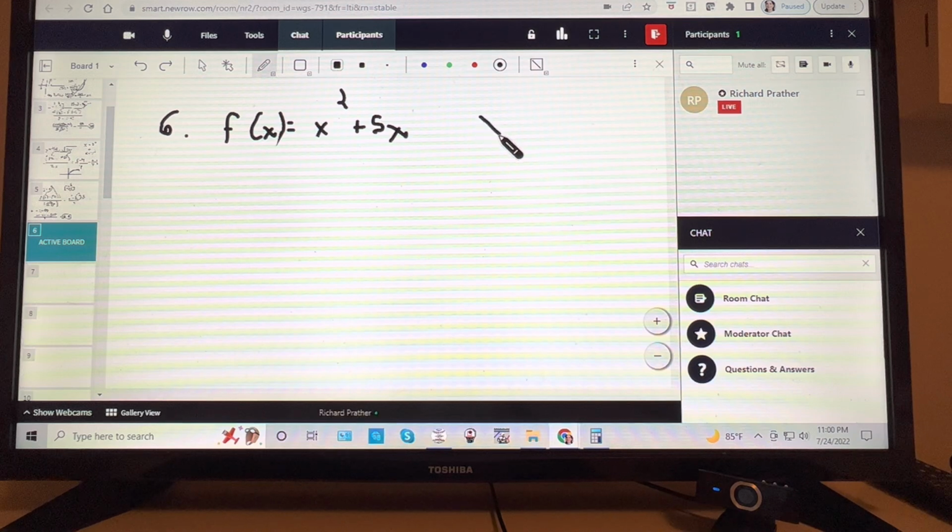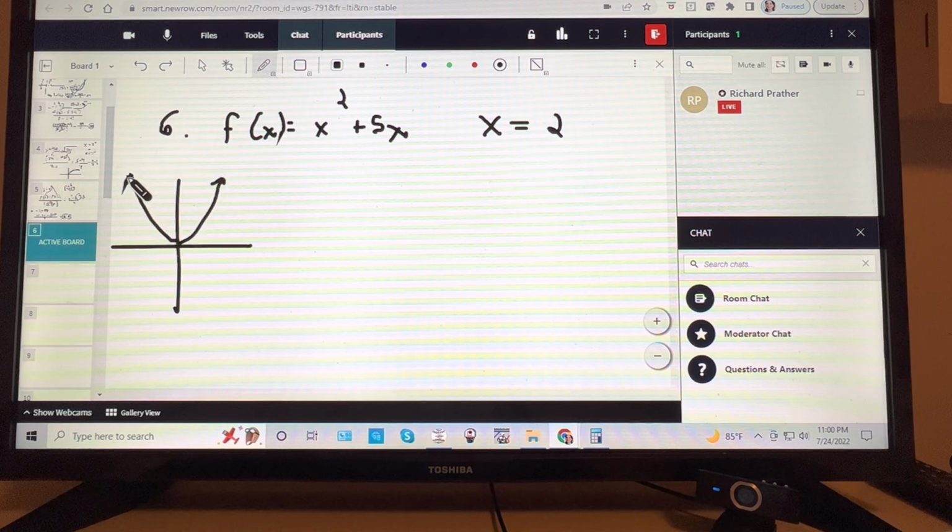And then they give me one specific spot. I want to know the instantaneous rate of change there. So what's the slope exactly at that one point? So if you were to graph this parabola, something like this, and you went to x equals 2, instantaneous rate of change is like the slope that just touches it one time.